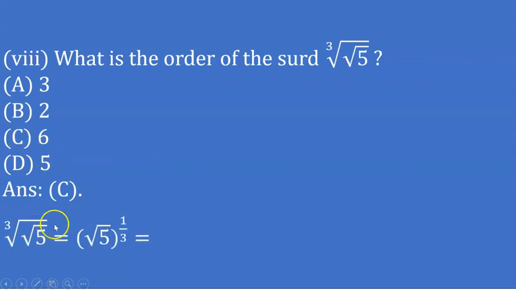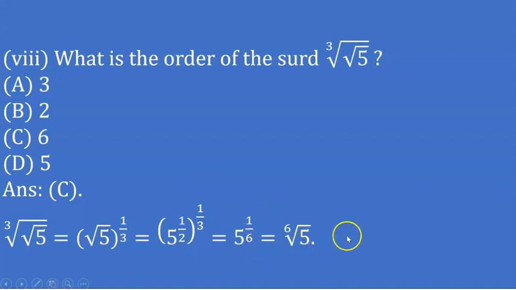Now cubic root of root 5 can be written as root 5 raised to 1 by 3. But what about the root 5? 5 raised to 1 upon 2 and whole bracket raised to 1 by 3. 1 upon 2 into 1 by 3, then you will get here 1 by 6, and that's equal to 6th root of 5. And hence, the order of the surd, that is the cubic root of root 5, is 6. That is option C is correct.